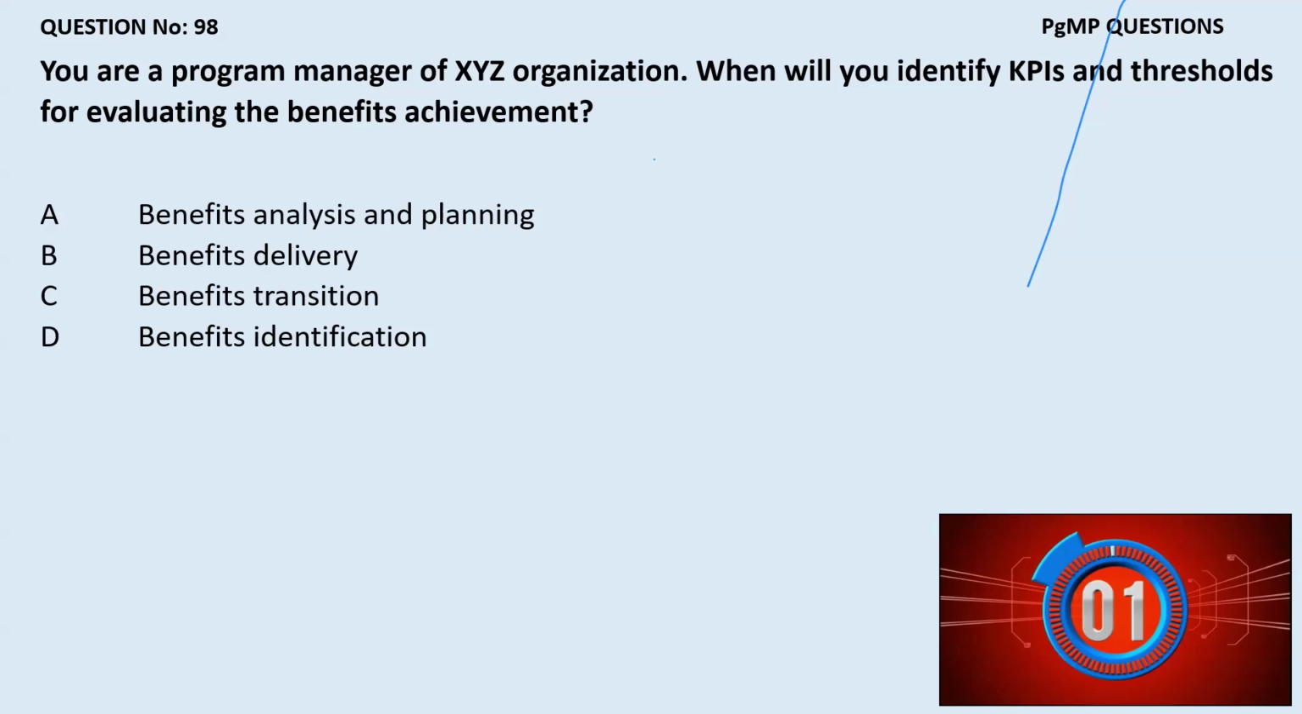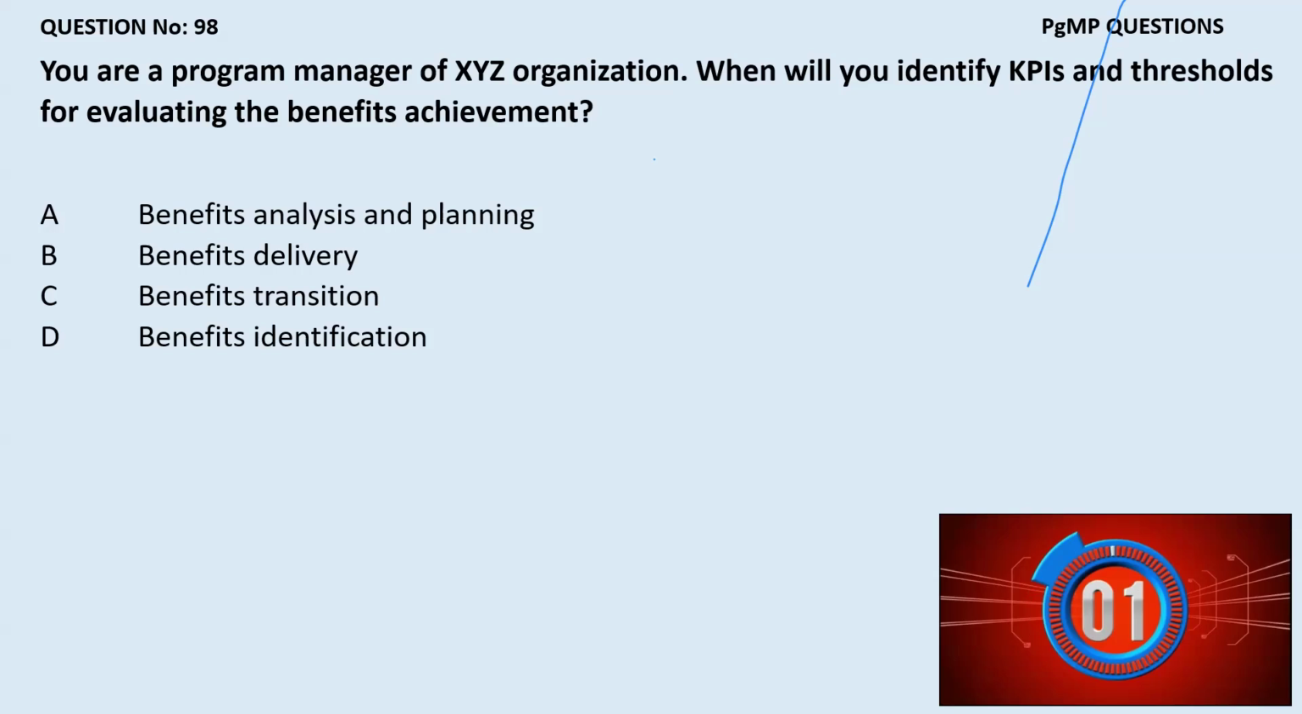From my understanding of this question, I will go for A. Why? Because of two reasons. Directly, the document that will contain KPIs and thresholds is the benefit register, end of story. But if he is saying these keywords, when will you identify KPIs and thresholds for evaluating the benefits achievement, the tone he's giving me is that I need to fully understand my benefits first, then analyze them, then I can evaluate them. So the appropriate phase for evaluating the achievement is benefit analysis and planning. During this phase, KPIs and thresholds are established to measure and monitor the program's success in delivering its intended benefits.